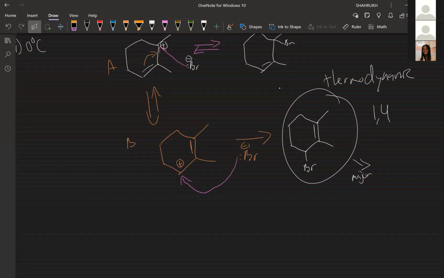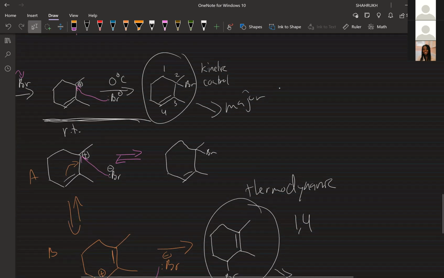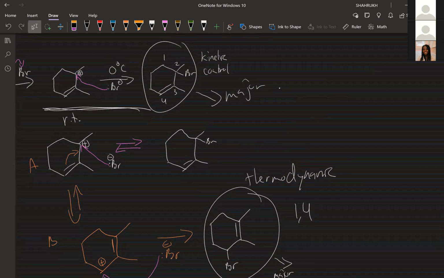I have a question. So the thermodynamic one is always the one that's more stable, and the kinetic one is always less stable? Well, yeah, in terms of energy level, the thermodynamic product is always lower in energy because it has a more substituted alkene, right? And the kinetic one is slightly higher in energy.